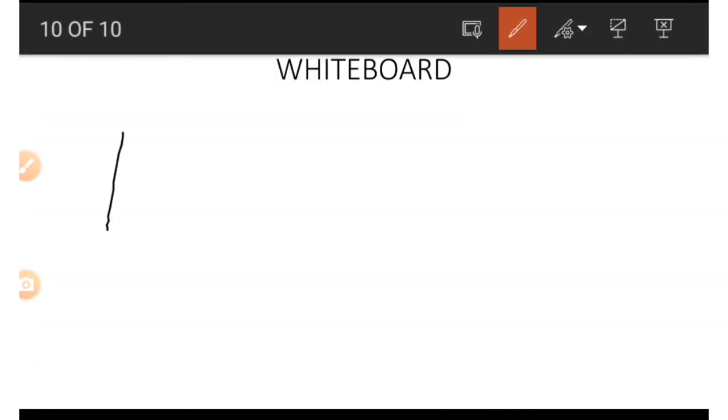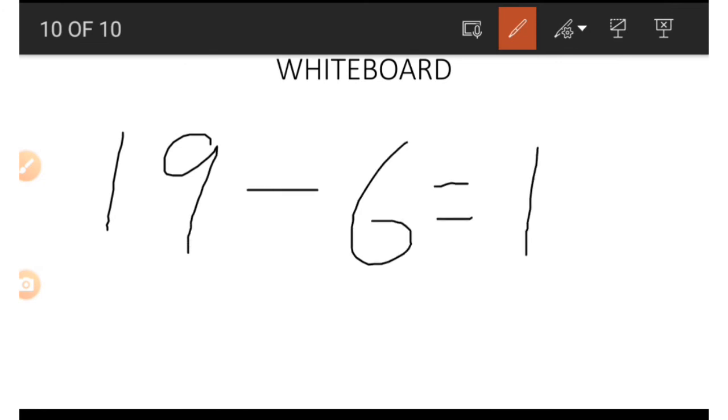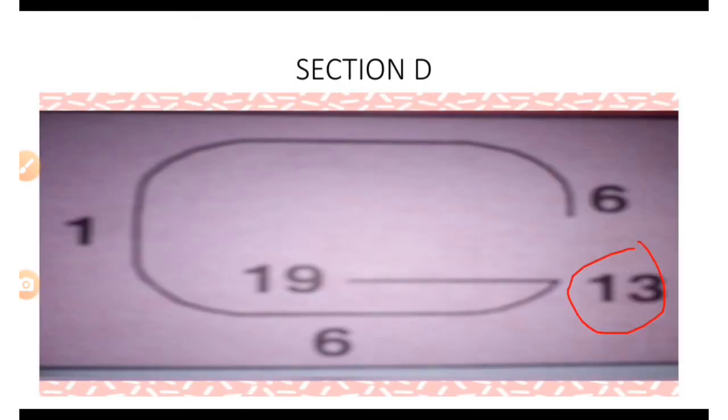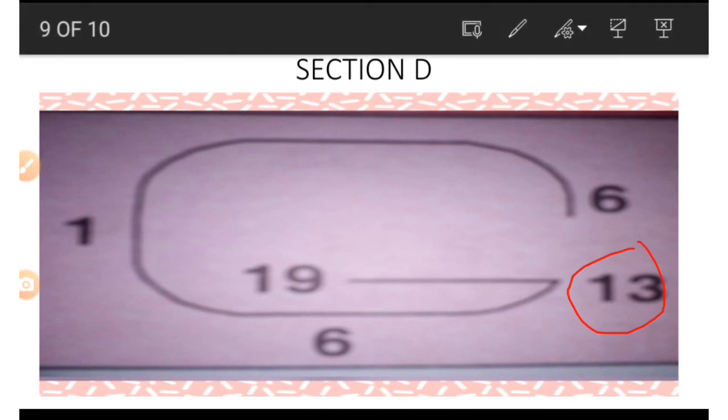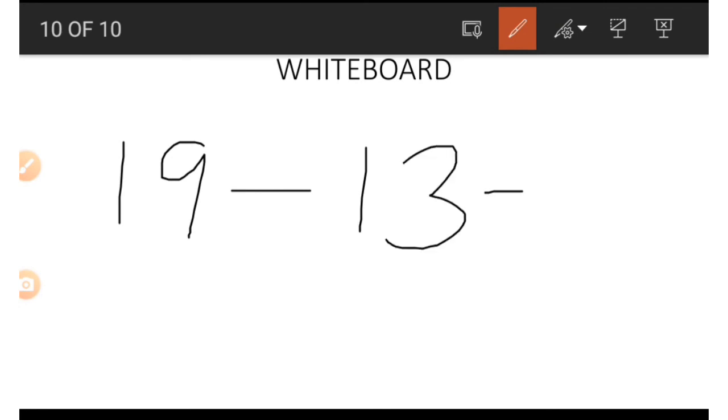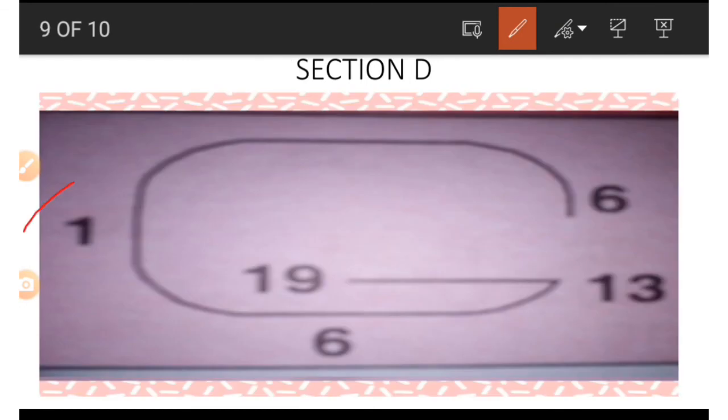So the next one here is how to get 13. So you subtract 6 from 19 to get 13. It's as simple as that. All right, so that's how you get 13. What about the first 6? To get the 6 you need to subtract 13 from your 19. All right, so this is just to add or subtract. So 19 minus 13 gives us 6.